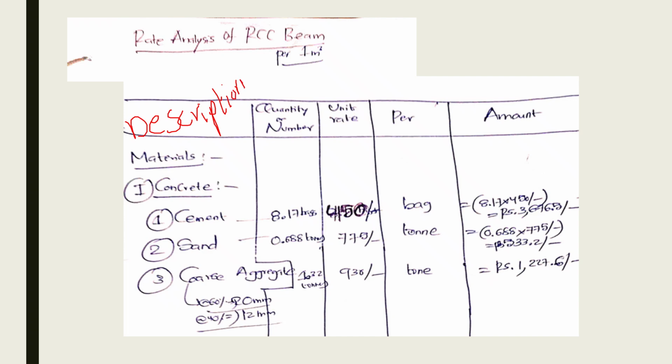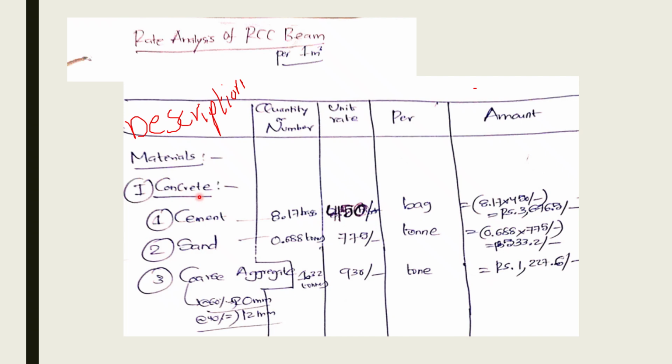And here is the quantity or number of numbers. And this is the unit rate, the current market price. And per means how many kgs or how many bags. And this is the overall amount.